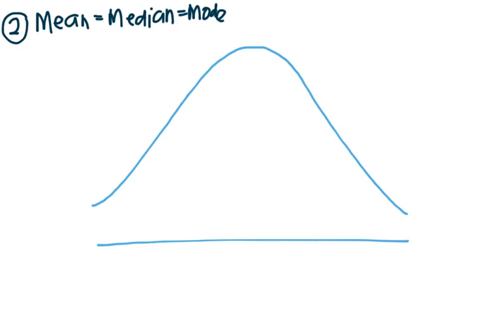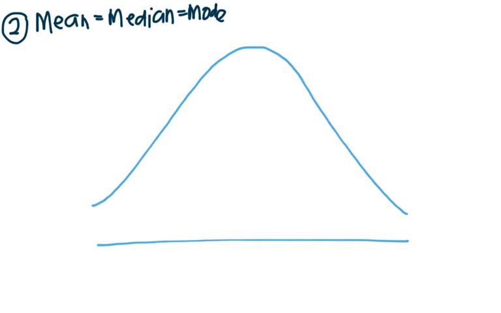Alright, so symmetrical distribution has a special property: mean equals median equals mode. You will always get the same value of mean, median and mode whenever you calculate these measures of location for a normal distribution.